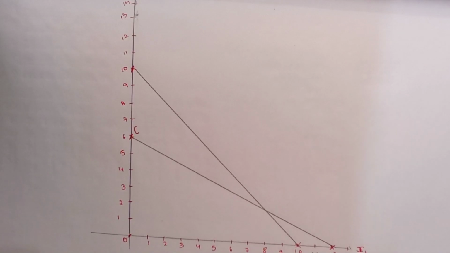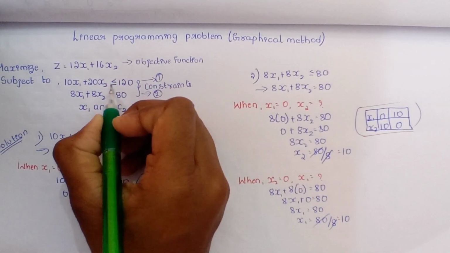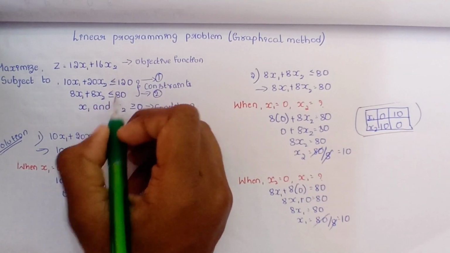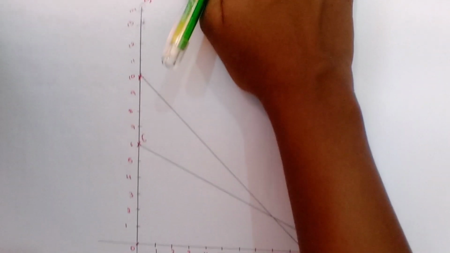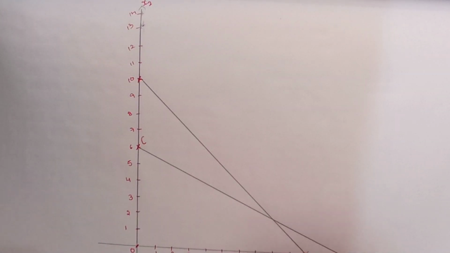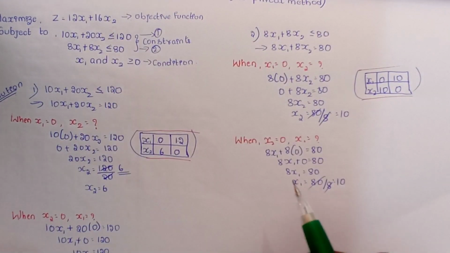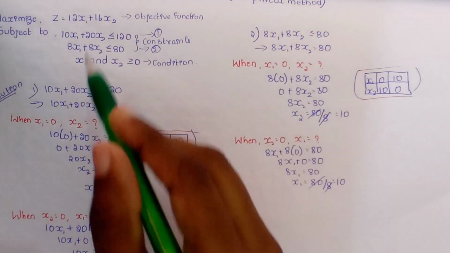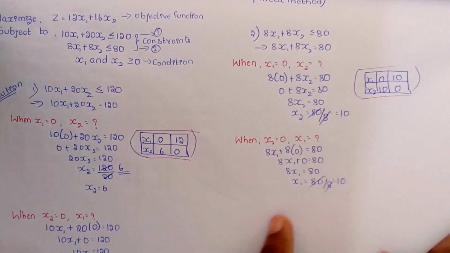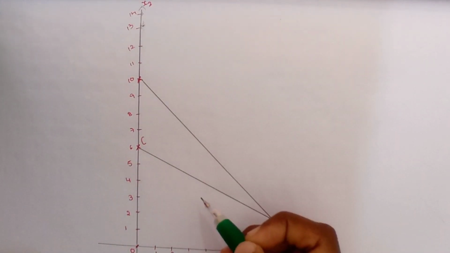Okay, the feasible region. We have to identify the feasible region. For that you have to see the question. The constraints are lesser than or equal to. When they have given lesser than or equal to, it indicates that you have to shade the region below the lines. If they have given greater than or equal to, I will teach you how to do it in a later example. So in the constraints they have given lesser than or equal to, so you have to shade the region below the lines.